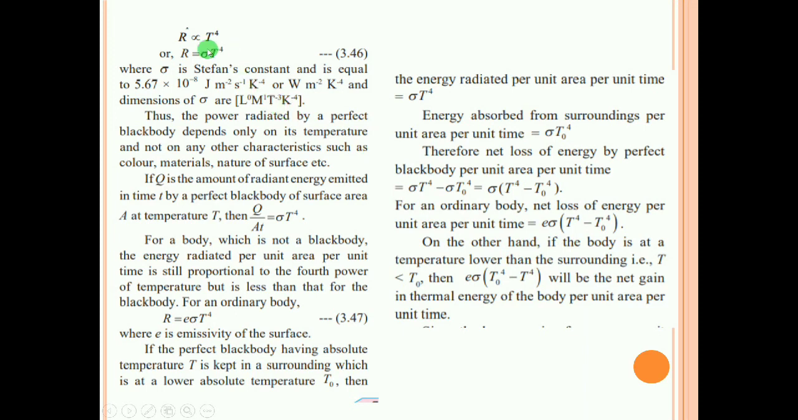So you have to remember these equations. R is equal to sigma T raised to 4 for a black body, R is equal to E sigma T raised to 4 for an ordinary body. With the temperature of the surrounding, R is equal to sigma into T raised to 4 minus T0 raised to 4. For the temperature of the surrounding with an ordinary body, R is equal to E sigma into T raised to 4 minus T0 raised to 4. So you will remember these 4 equations for a black body and for an ordinary body. Okay, so this is all about the theory part of this chapter.